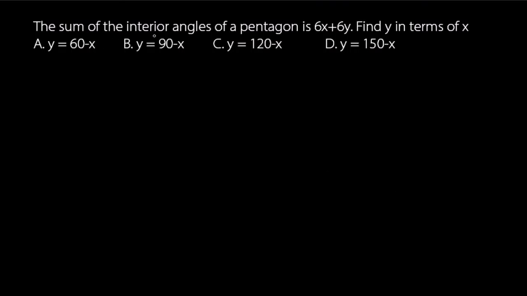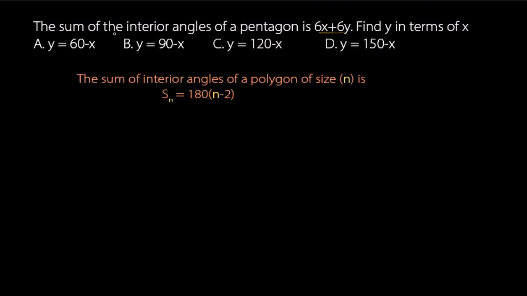The sum of the interior angles of a pentagon is 6x plus 6y. Find y in terms of x. Now you recall that the general formula for finding the sum of interior angles of a polygon of size n is given by S_n equals 180 multiplied by (n minus 2).